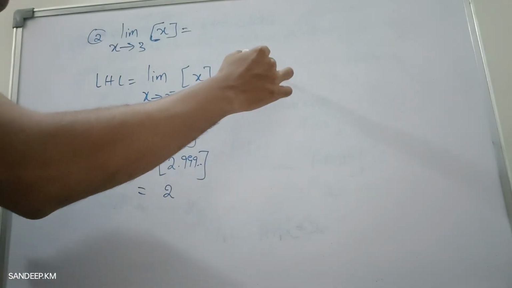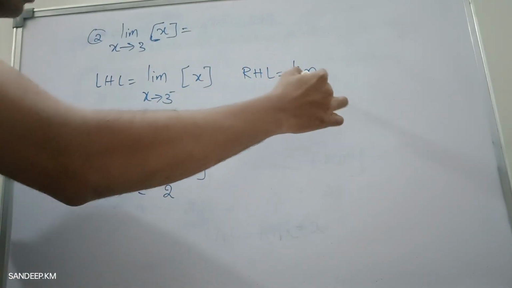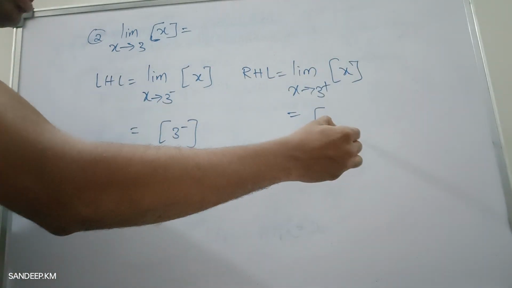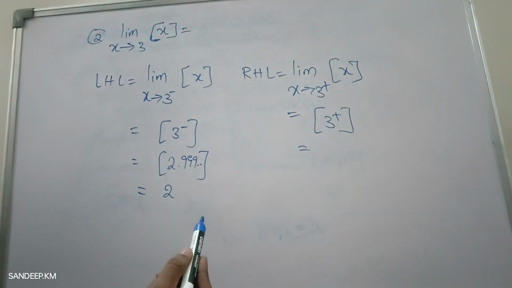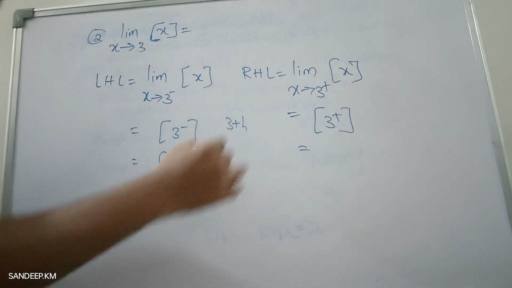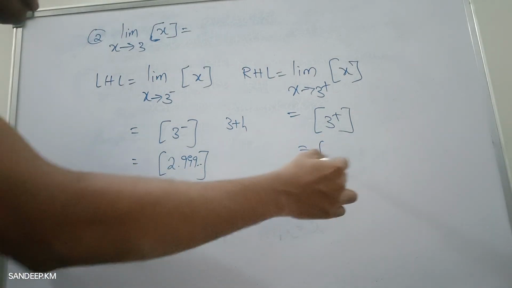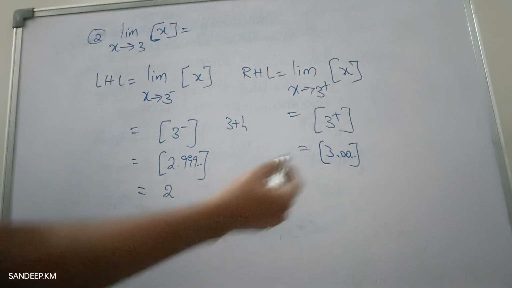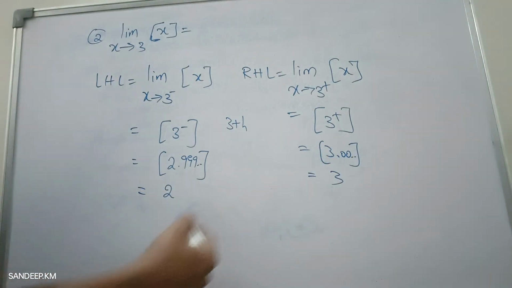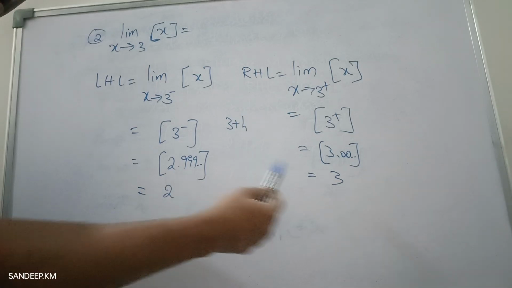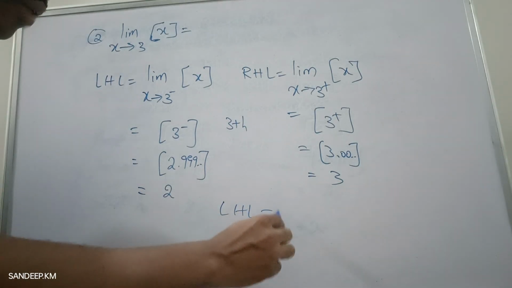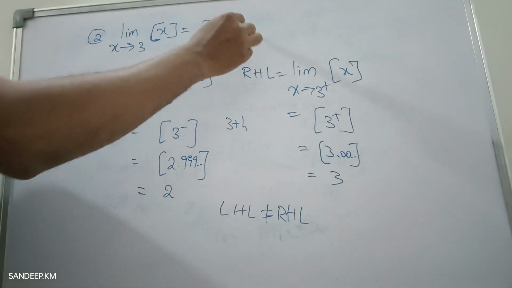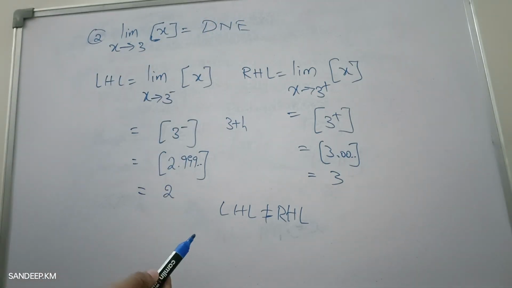And what about the right hand limit? Limit x approaches 3 plus, step x, and which means what? Instead of x, let me take 3 plus. And dear students, what is the meaning of 3 plus? 3 plus means 3 plus h. h is 0 point something. Correct or not? So step of 3 point some number, 3.000 and so on, some number, and whose step value will be equal to what? 3. Observe that LHL is 2 and RHL is 3. LHL is not equal to RHL. Therefore, the limit of this particular function does not exist because LHL is not equal to RHL.